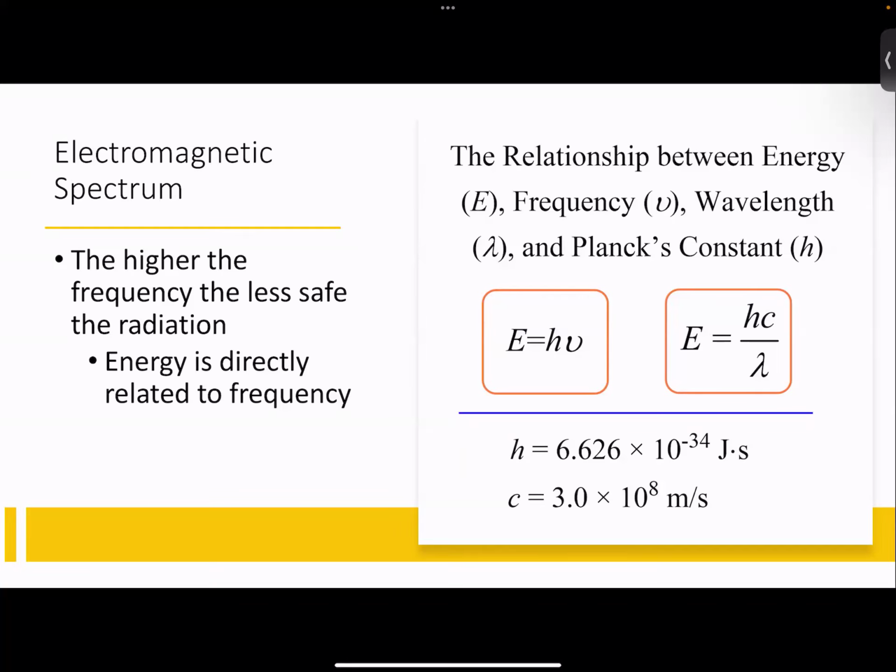Yes. For h, the units, is that J times s? Yes, joules seconds. So joules times seconds.